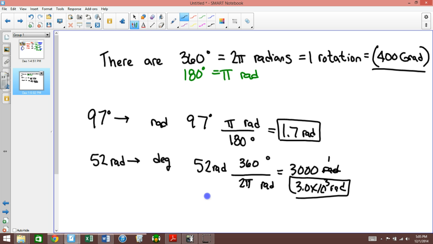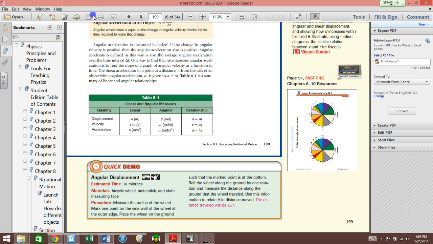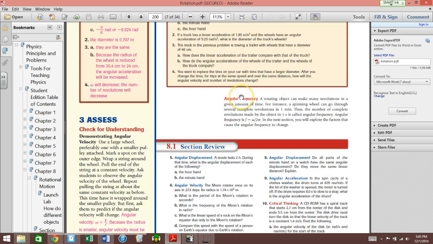Oh, I'm sorry, degrees. It's quite a few rotations. 3,000 degrees. Just to give you an example of how I would use these equations, your book has a couple of example problems.